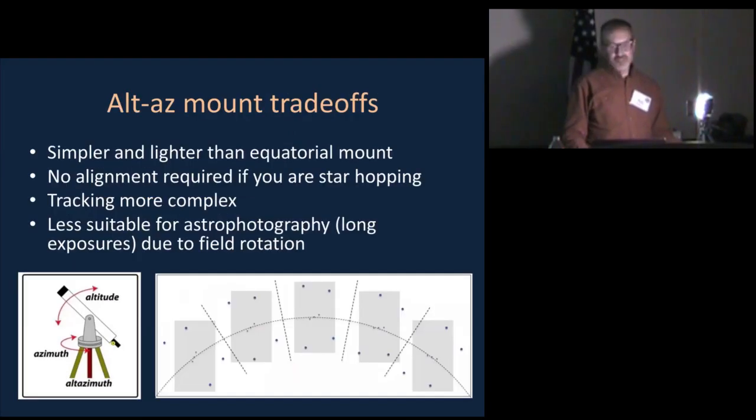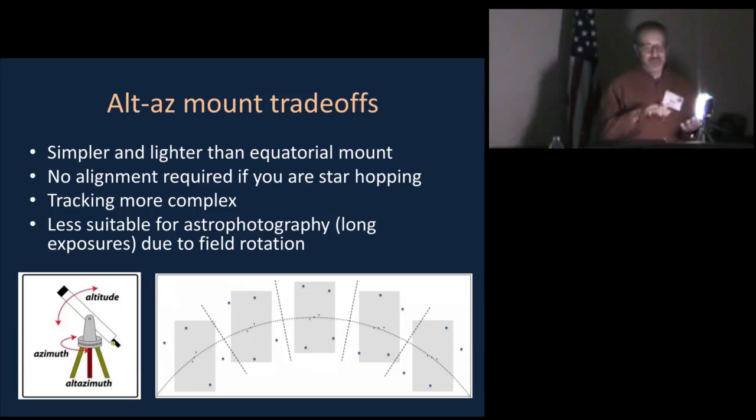So there are trade-offs with different kinds of mounts. First, let's talk about alt-az. These are simpler and lighter than equatorial mounts. There's no alignment required if you're star hopping. So if you think about it, you're just set on the ground. All you're doing is making it level, and then you are moving around to go towards your object.